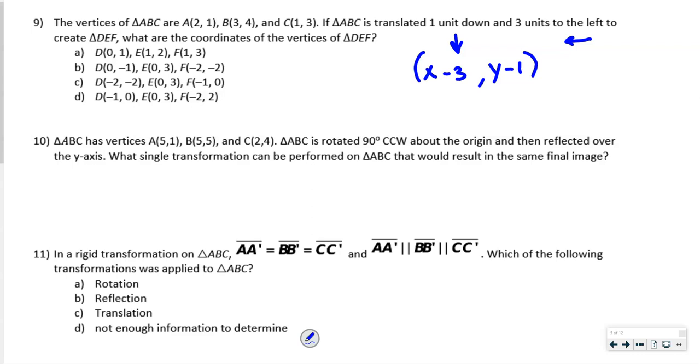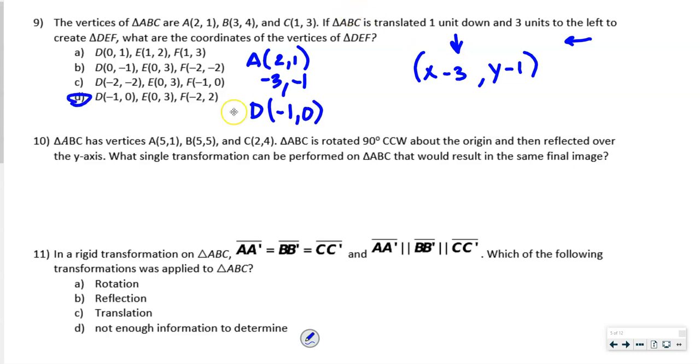So again, let's look at our points in our answers. So D, all the D's are different. The E's are, some of the E's are the same. All the F's are different. So I'm either going to use D or F here, which would be A or C, okay? So let's just go ahead and use our A. So our A was 2, 1, okay? So we're going to subtract 3, and then we're going to subtract 1, okay? So that's going to give us our D, and so that's going to be negative 1, 0, which is D there, okay?